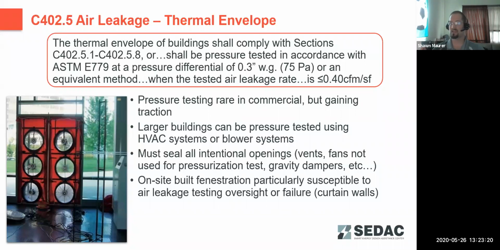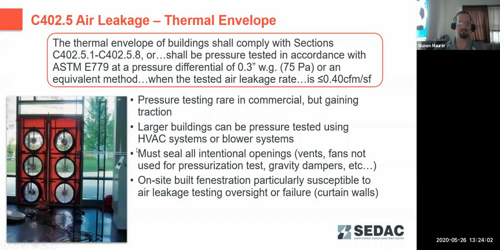The simplest way to achieve compliance is to do a building pressure test. If you depressurize or pressurize your building to a pressure difference of 75 pascals from ambient, that's equivalent to about a 25 mile per hour wind, your air leakage rate must be less than 0.4 CFM per square foot of envelope area. So this is not square footage of the floor area, it is 0.4 CFM per square foot of envelope area. While pressure testing is rare in commercial, it is gaining some traction. We're seeing it a lot in small commercial buildings. It's very popular in residential simply because it is a requirement in residential testing now.